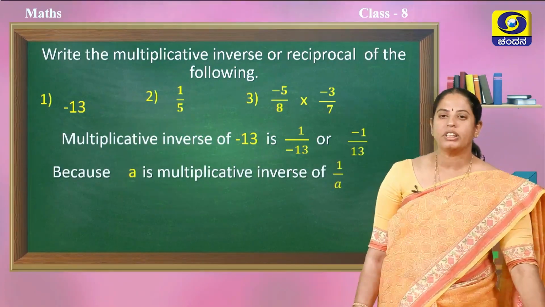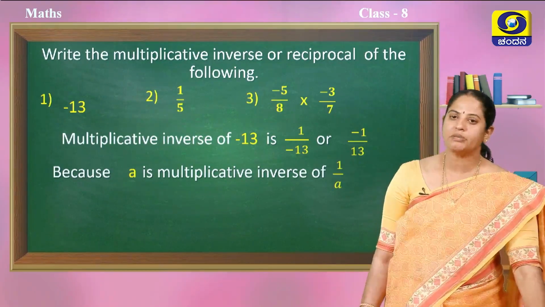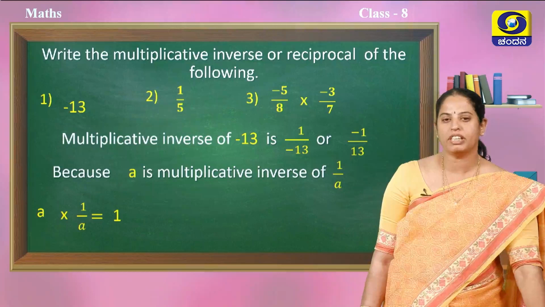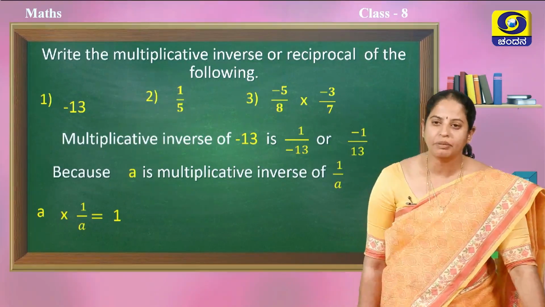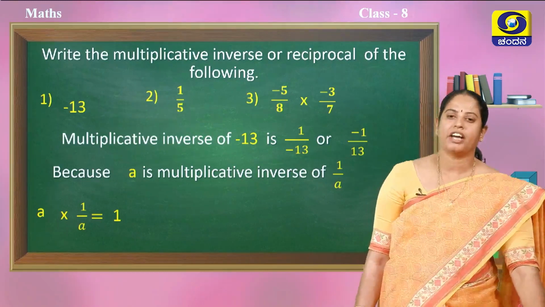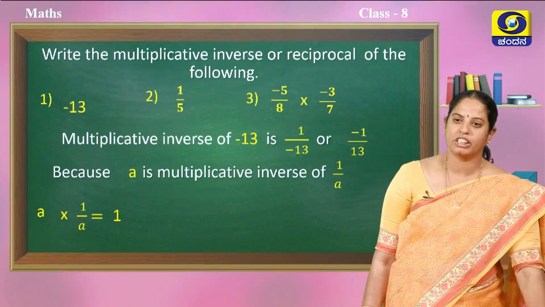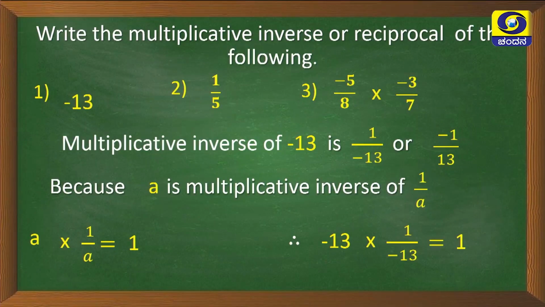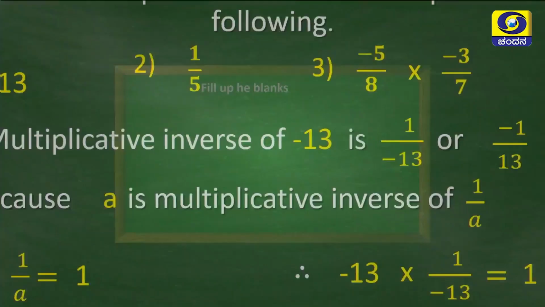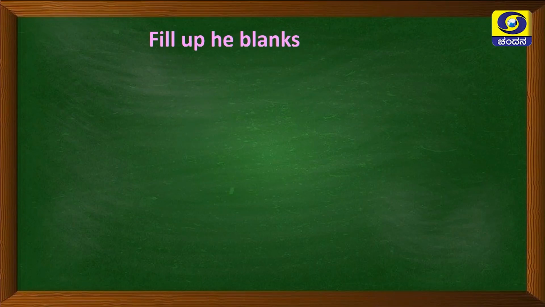Okay. So, in general we say if A is the multiplicative inverse of 1 by A, then the product of A and 1 by A will be the multiplicative identity or identity element of multiplication, that is 1, children. So, therefore, minus 13 into 1 by minus 13 is equal to 1, hence minus 1 by 13 is the multiplicative inverse of minus 13.